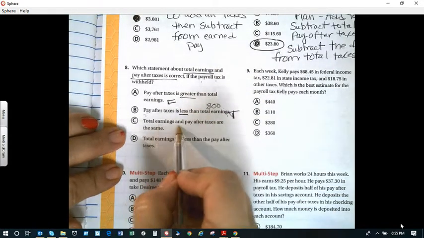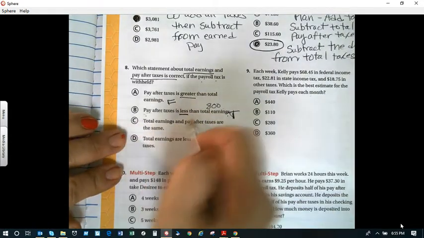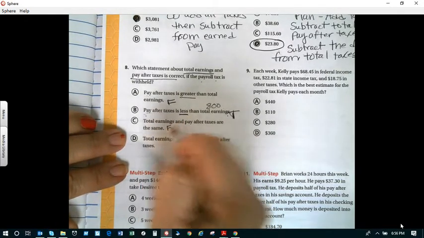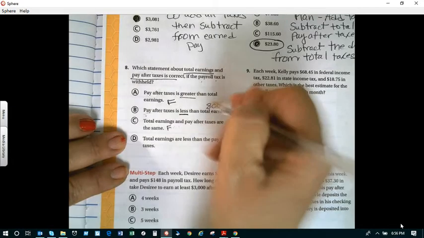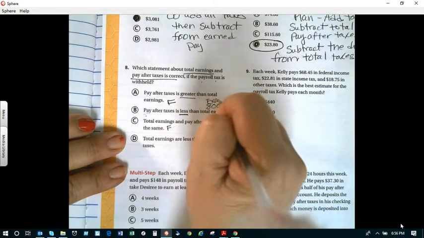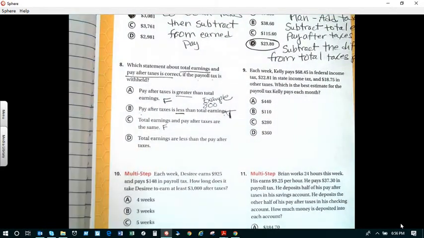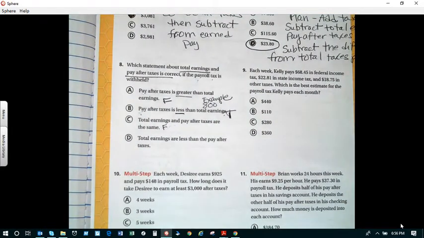The total earnings and pay after taxes are the same? No, it's not going to be the same because they're going to be different. So if you have 8, this is just an example. Let me write example here. It could be any number. So they can't be equal because you're going to be taking away. So that's not equal.